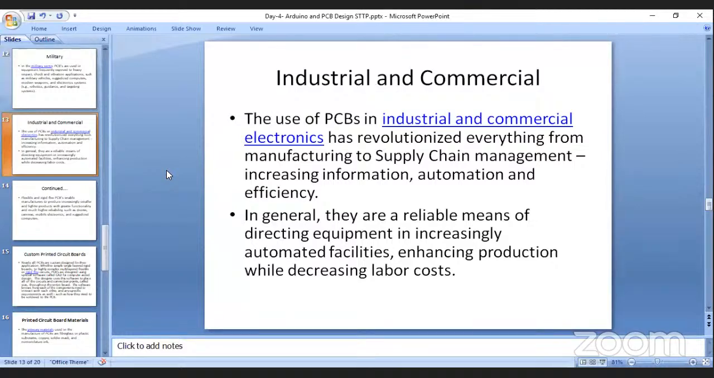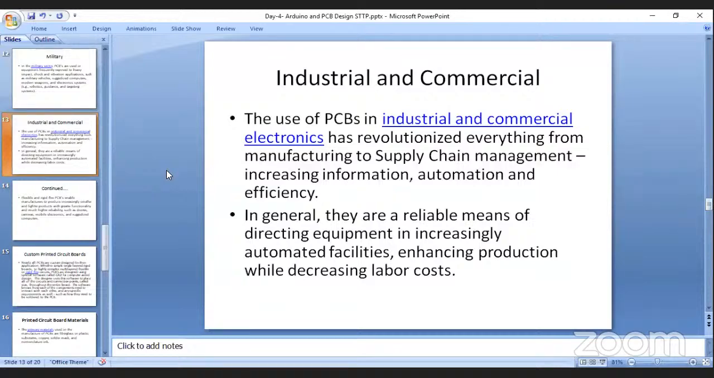So in the industrial and commercial part, three things are very important. Three particular things are considered for carrying the information throughout. It should help to automate things and make them efficient to process, right? So these three advantages are to be achieved. In general, they are a reliable means of directing equipment in increasingly automated facilities, enhancing production while decreasing labor cost. How can this be achieved?